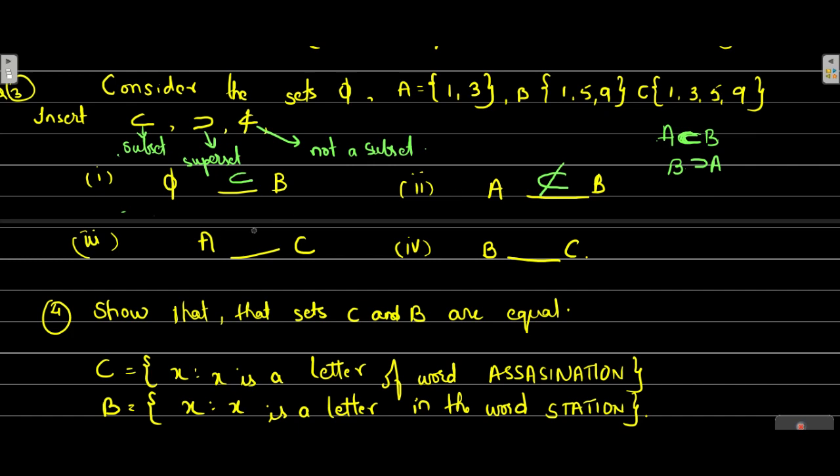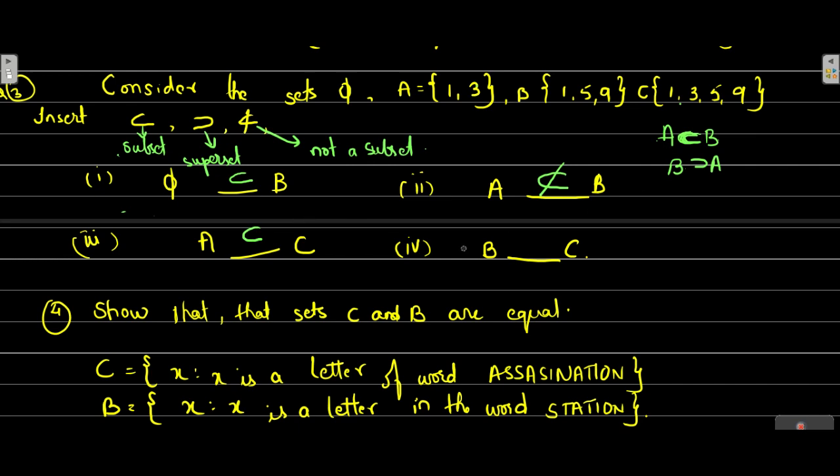The third thing is the comparison of A and C. A has 1 and 3 and C has 1, 3, 5 and 9. It means all the elements of A are present in C. In addition, we have two more elements. So can we say in this case A is a subset of C? Yes, because all elements of A are there in C. So we can say that A is a subset of C.